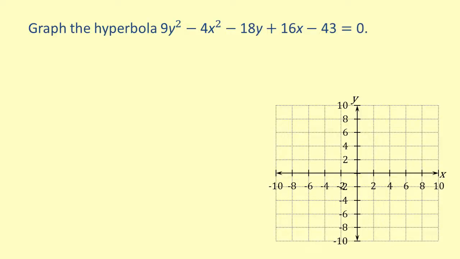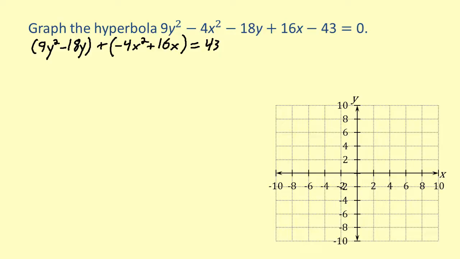Let's try graphing a hyperbola. In order to graph it, we must first write the equation in standard form so we can identify all of the important features. So, let's first group the terms with the same variable together. We'll also move the constant term to the right side of the equation.